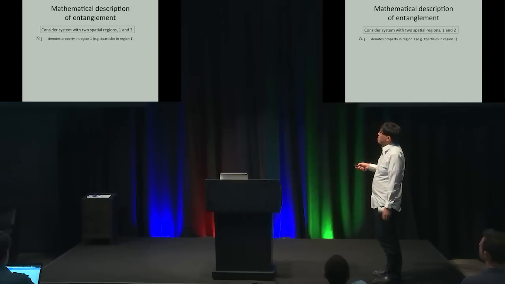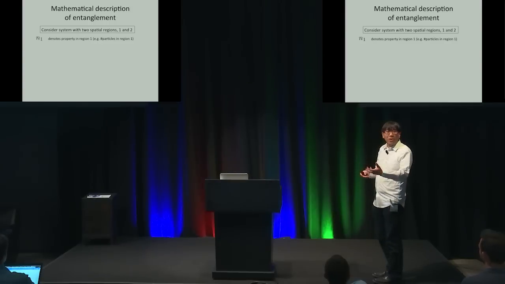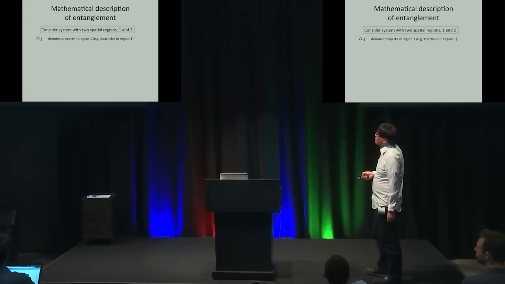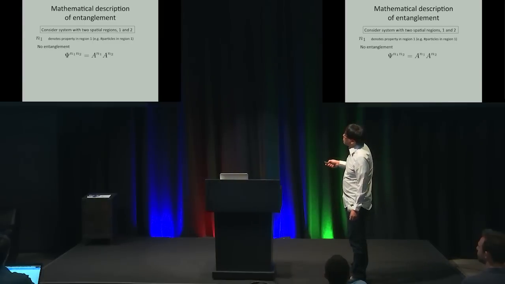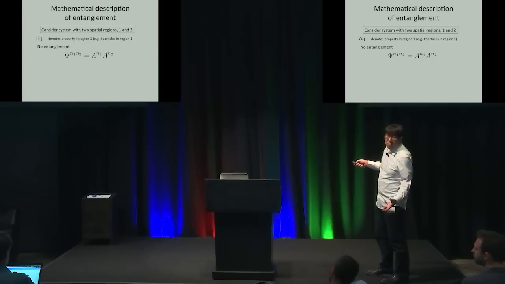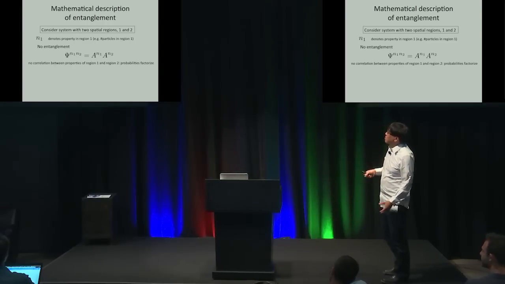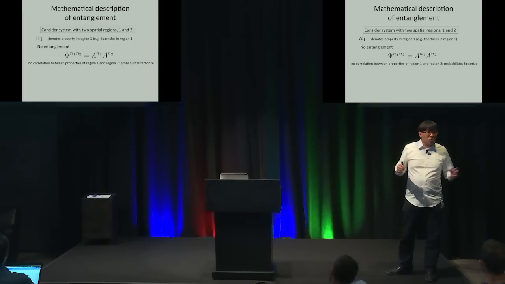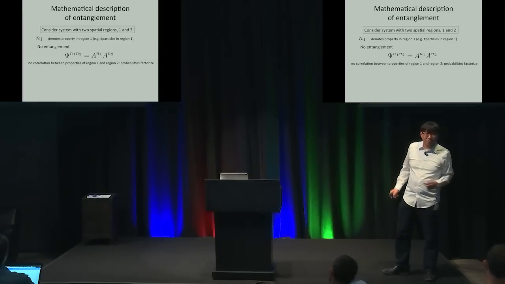For example, you might think n denotes the number of particles you find in a given region. You can write down your wave function, which describes the probabilities of finding a set of particles in region 1 and a set of particles in region 2. If you have no entanglement, then this wave function, this probability function, would just factorize. Because the probability is factorized, there are no correlations between measurements in regions 1 and 2.